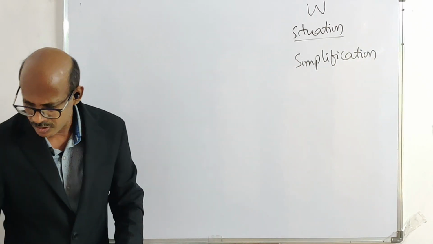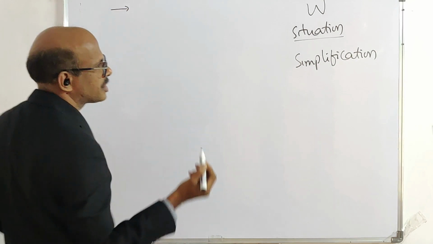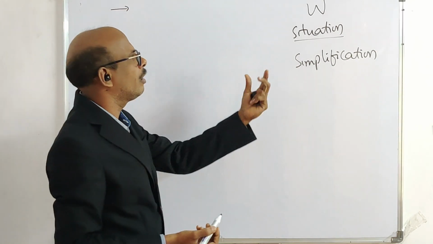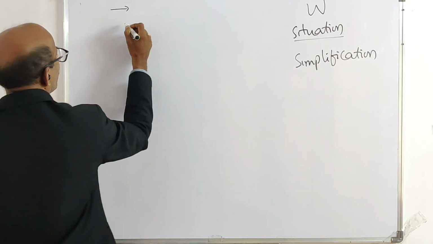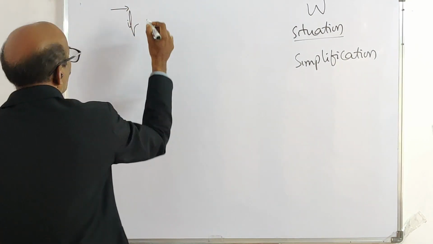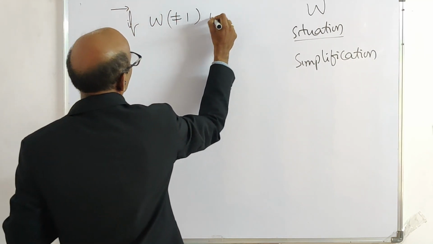Okay, concentrate. Here, with an example, there is clarity. The role played by omega, the complex cube root of unity, in simplification. Please note down, please watch, and please concentrate on the data information given.